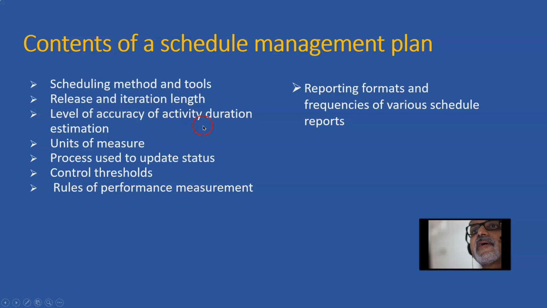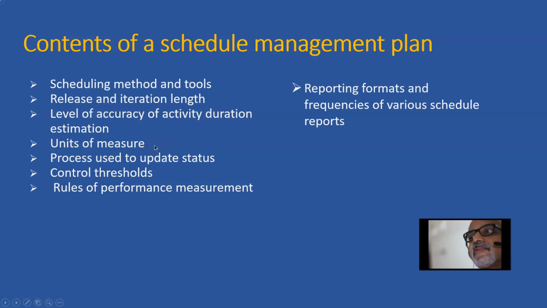Level of accuracy of activity duration estimation. The purpose of the schedule. A schedule used at the beginning of the project may have lower level of accuracy, and the schedule should get refined at the final level before execution. So the level 1 schedule, level 2 schedule, level 3, level 4 schedules. So what is the accuracy level for each of these levels of schedules must be defined upfront.